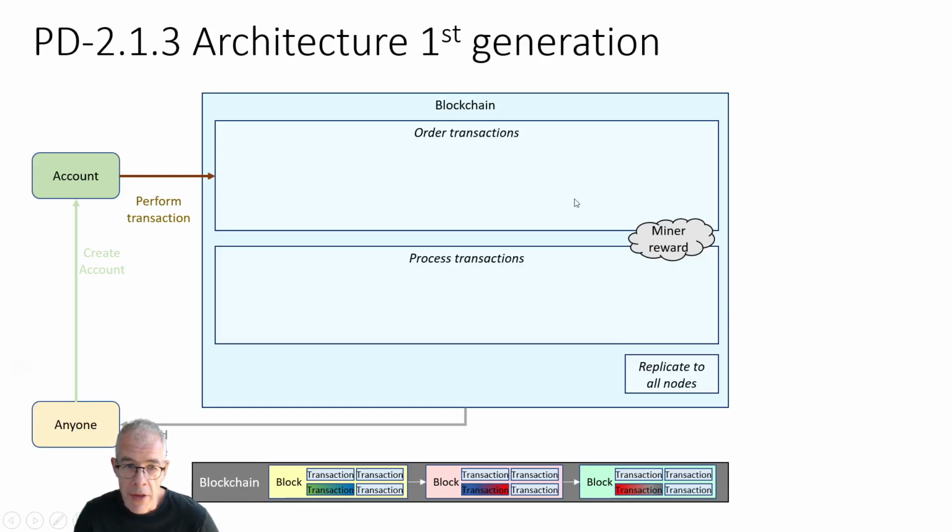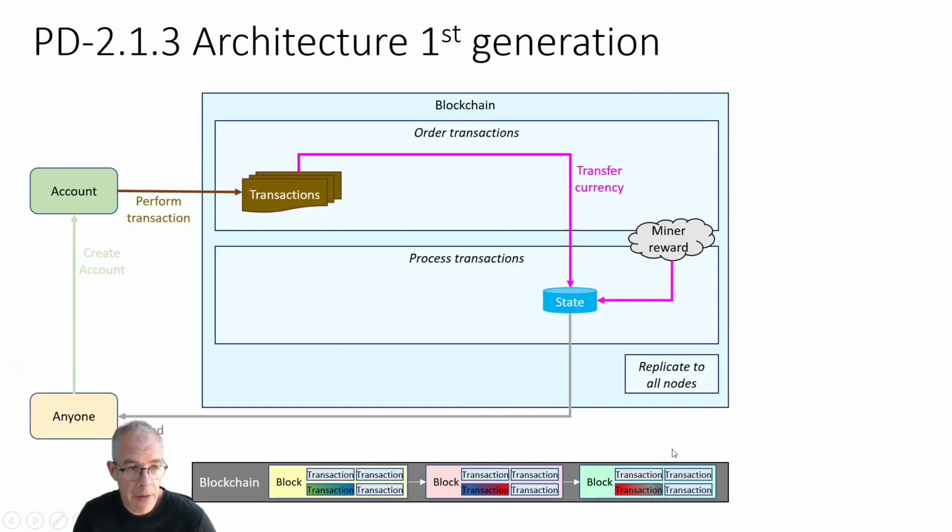So a miner does the ordering, gets a reward for doing that, and then processes the transactions. So he calculates what are the new values of each account. And that's all replicated to all the nodes. And here below you see it in the blockchain that all of those transactions are put in blocks and those blocks are connected together. Here the same thing with a little bit more drawing. So in here you have kind of a state database, and that database reflects the state of the Bitcoins.